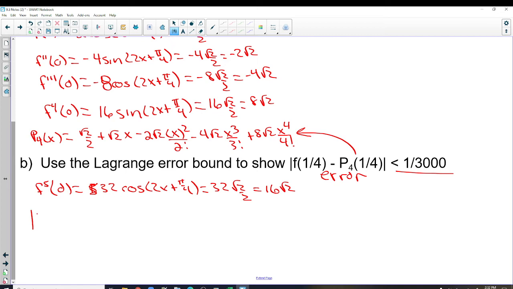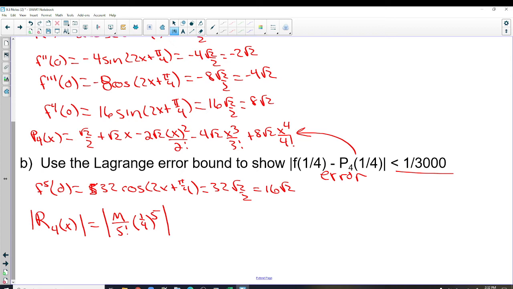So the error, and they call it the remainder, of fourth degree is equal to the absolute value of the maximum over 5 factorial, and then we're plugging in 1/4. 1/4 to the 5th power. That's what we need. Now we need something in for that M.